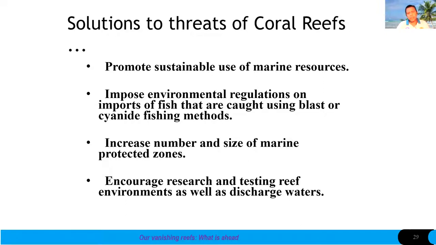Another thing is they're doing a lot of research, especially to find out the exact cause of coral decline. But we presume that it may be the increase in temperature, or maybe it's the sedimentation or the overfishing. But we are not 100% sure which is actually affecting the corals, and that's where we need to do a lot of research. That is another part that we are lacking when it comes to research.